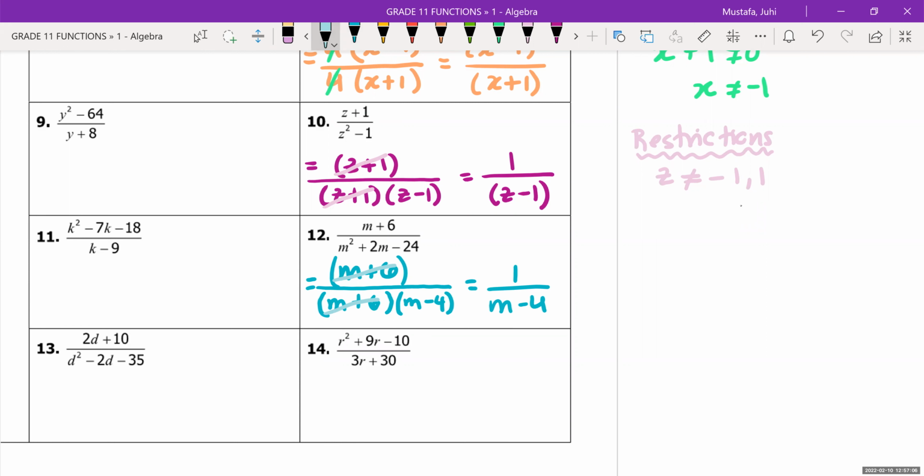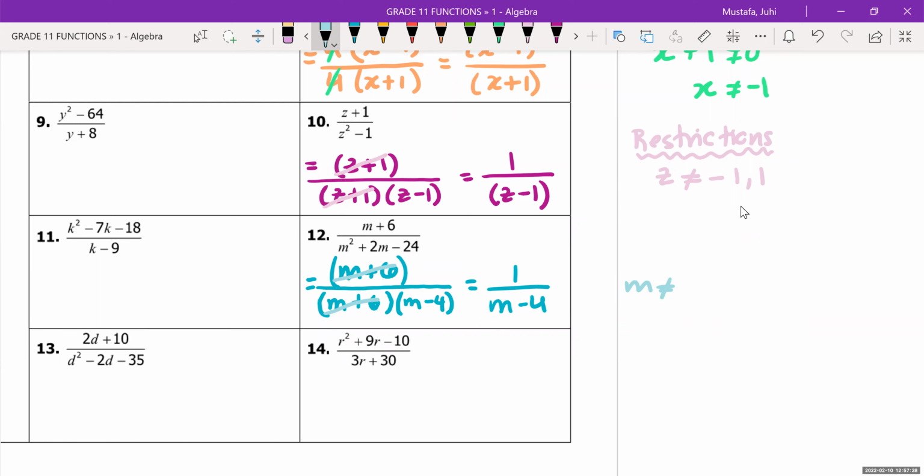Okay, let's state the restrictions. To do that, I'm going to go to the part before I cross anything out, and I've factored everything. So that step over there. And I'm just going to write m cannot equal, what two numbers can it not equal?